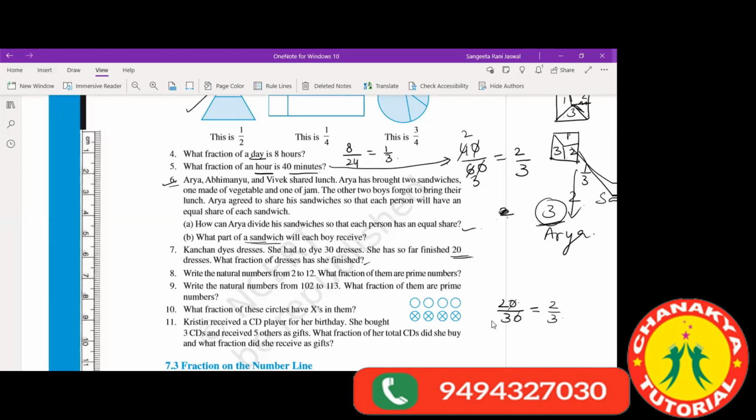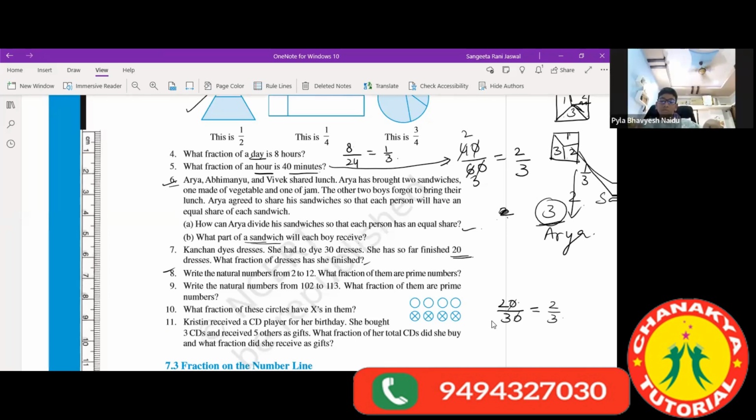Okay. So the next question is question number 8. Write the natural numbers from 2 to 12. What fraction of them are prime numbers? So just write down the prime numbers between 2 and 12, quickly in your notebooks. First write all the natural numbers from 2 to 12 and then find how many are prime numbers out of that. First write all natural numbers.